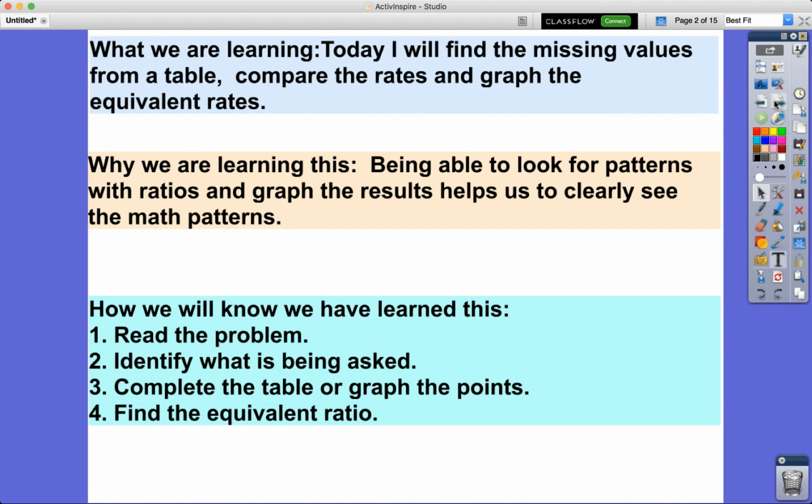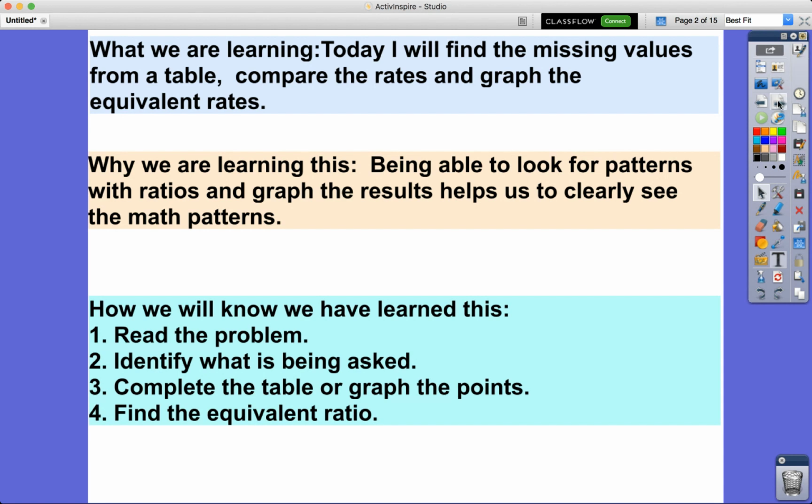And let's go over the what, the why, and the how. What we are learning today, you will be looking for missing values from a table, comparing the rates, and graphing the equivalent rates. Why are we learning this? Being able to look for patterns with ratios and graph the results helps us to clearly see the math patterns. And how we will know we have learned this. 1, you're going to read the problem. 2, identify what is being asked. 3, complete the table or graph the points. And 4, find the equivalent ratio.